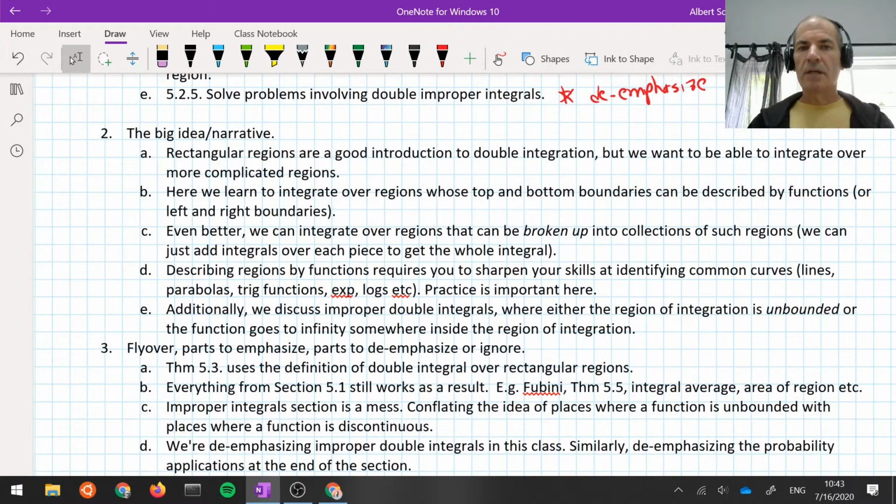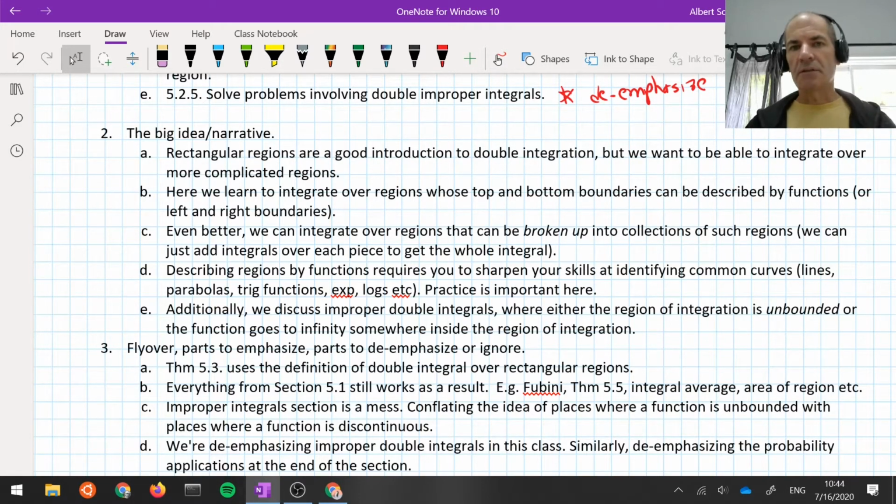Even better, we can use properties of the double integral to handle even more complicated boundaries. So maybe your region doesn't have top and bottom boundaries that can be described by functions, but maybe it can be chopped up into pieces whose boundaries can be described by functions. So we'll see that. With this new observation, we can integrate over almost any kind of region.